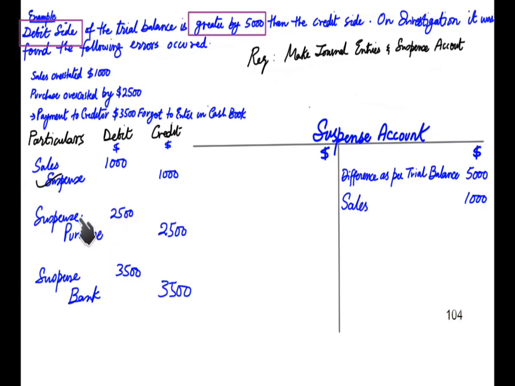And in the second entry, suspense account is debited by 2,500. So we'll be debiting the suspense account, and the name we'll use is purchases. Thirdly, the suspense account is debited again, and this time we'll use the reference of bank because the opposite entry is passed in the bank account. So my dear students, all of the entries have been corrected, and lastly we need to balance this account.